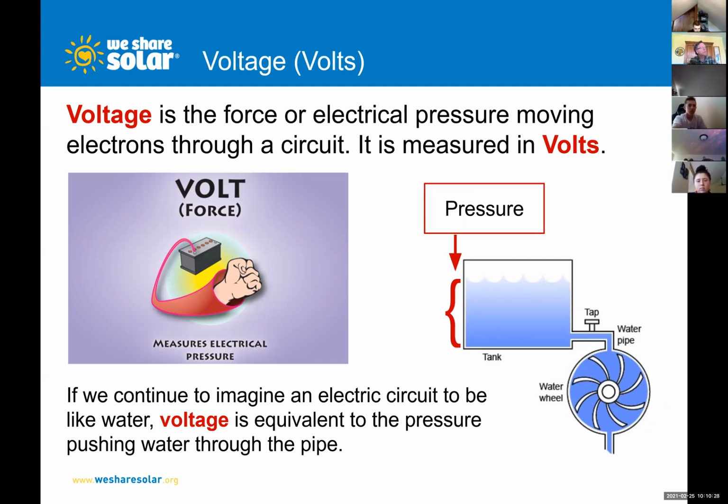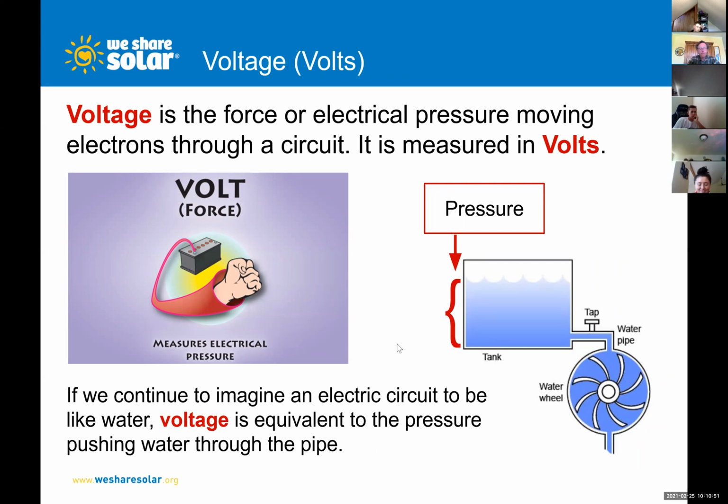But you could imagine, you could have a hose that's putting just a little dribble of water out, or that's pushing the water really far. In fact, you could put your thumb over the end of a hose and make the water spray really far. That simulates increasing the voltage of water in a system.